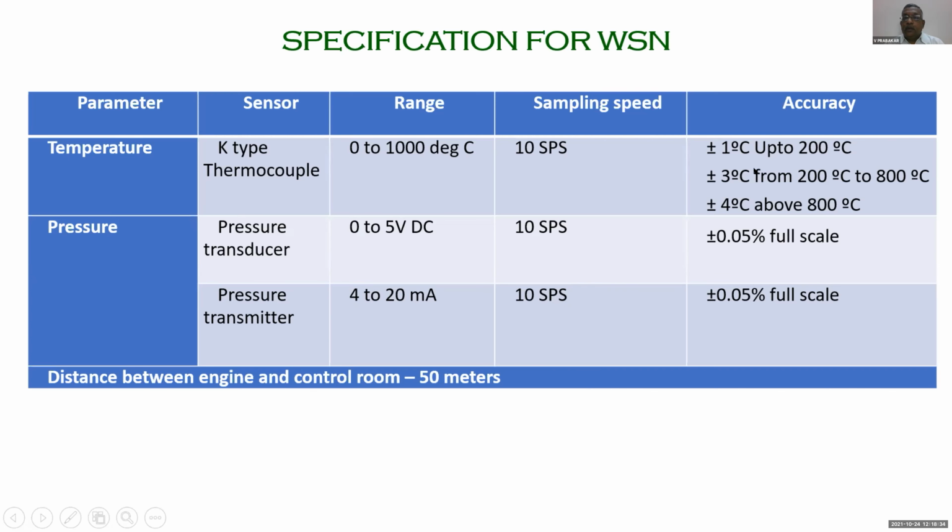And the accuracy required is as per the military specifications, which are plus minus 1 degree up to 200, plus minus 3 degrees, and plus minus 4 degrees above 800. And pressures, we have to measure at 0.05 full scale in both cases. And we have configured the distance between the engine and the control room to be 50 meters.